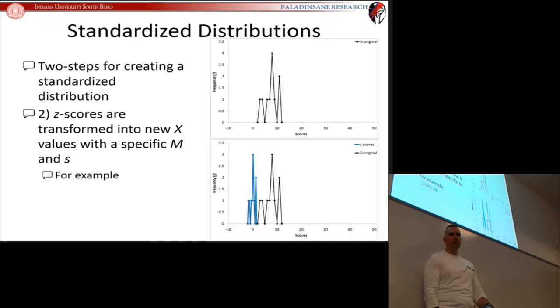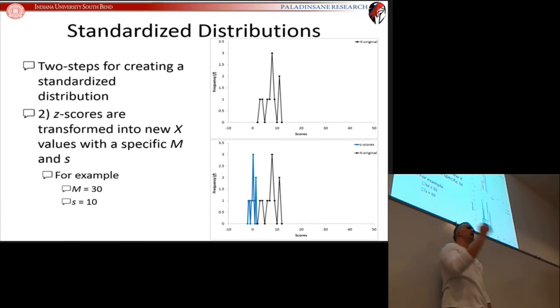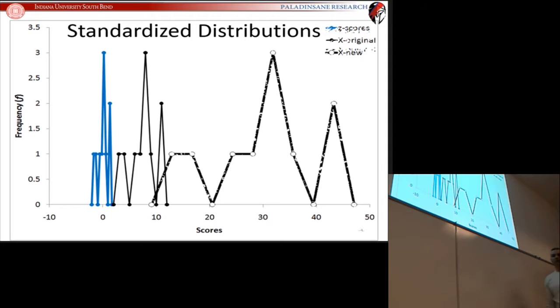All right, so for example, let's say that we have this distribution here. It had a mean of about 7.5. And we want a new mean. We want a mean of 30. And we want a new standard deviation. We want a standard deviation of 10. We need to have that information. Then we can put it into our formula for getting raw scores from Z-scores, and we can transform these Z-scores into this new distribution that has a mean of 30 and a standard deviation of 10.